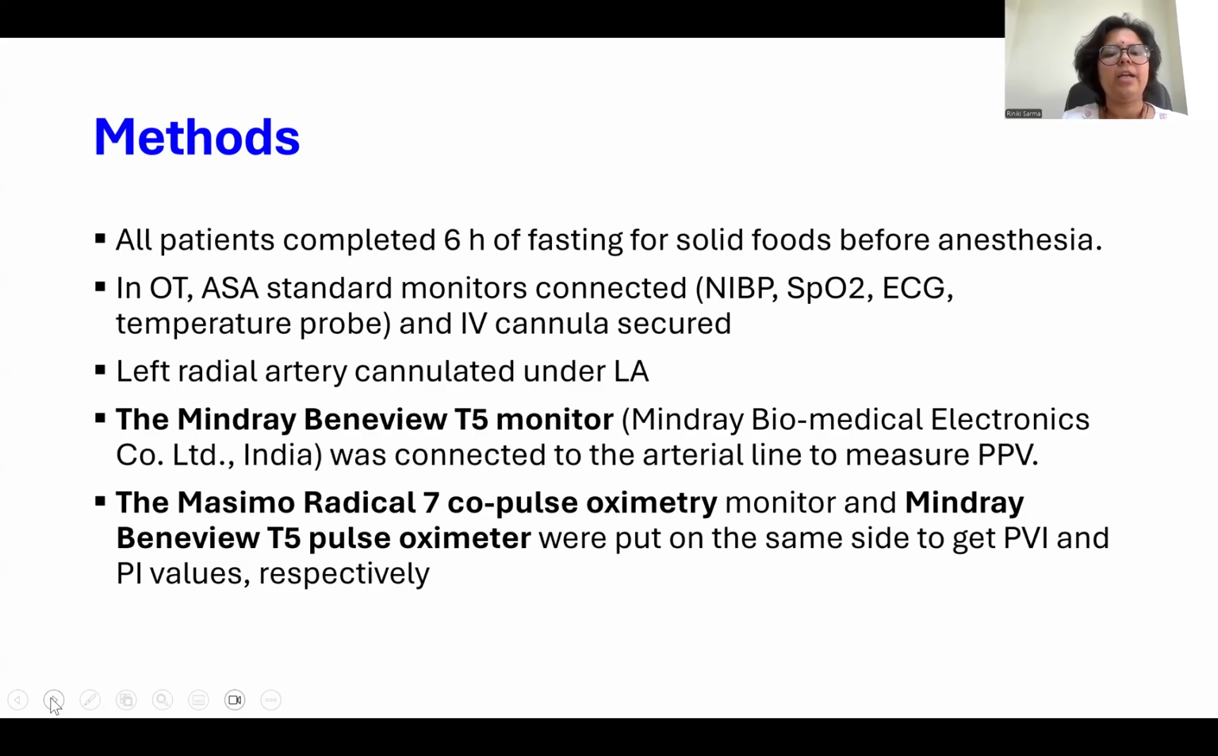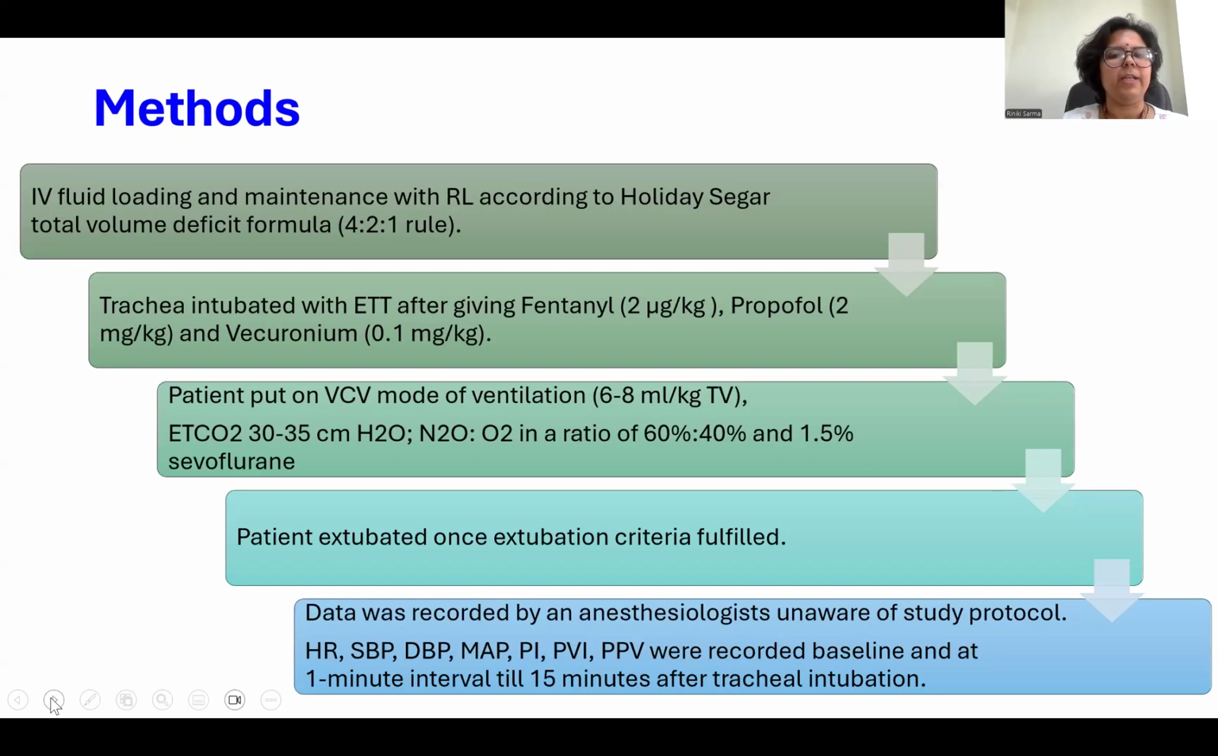The left radial artery was cannulated under local anesthesia. The Mindray BeneVue T5 monitor was connected to the arterial line to measure pulse pressure variability. The Masimo Radical 7 co-oximetry monitor and Mindray BeneVue T5 pulse oximeter were put on the same site to get PVI and PI values respectively.